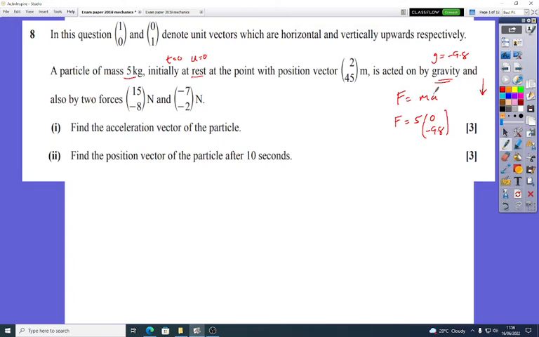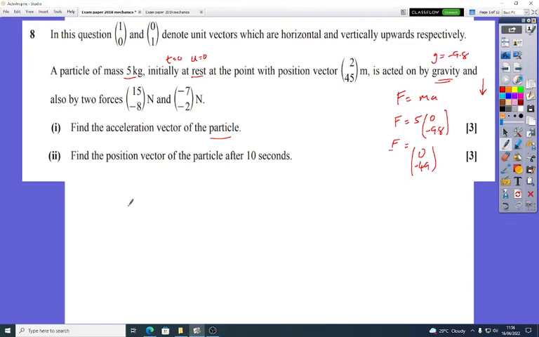Okay, so it's a pull. So this force is going to be, quickly do that, 5 times 9.8 gives me 49. So you get 0, minus 49 is that force. So when we say find the acceleration vector of the particle, okay, so what we need, find the acceleration vector.